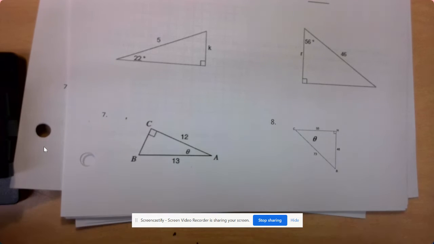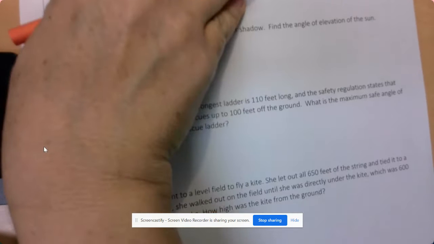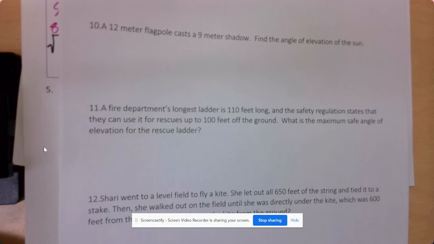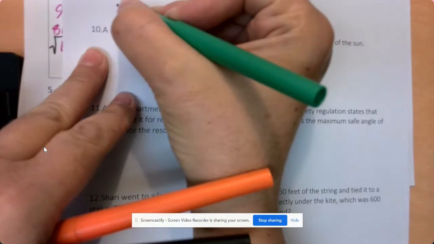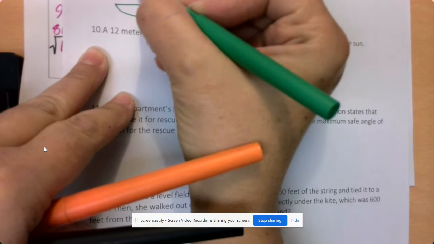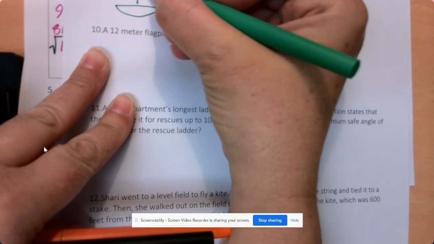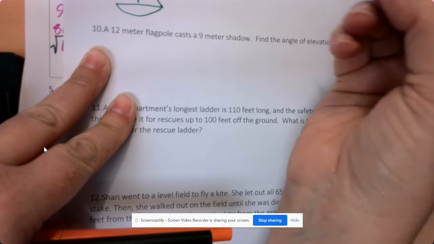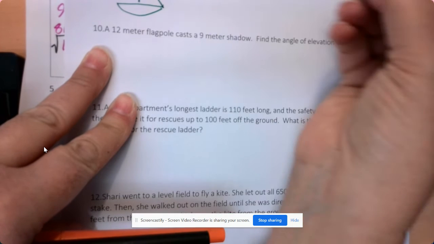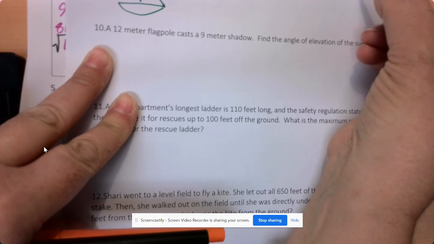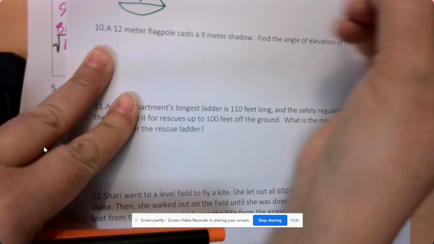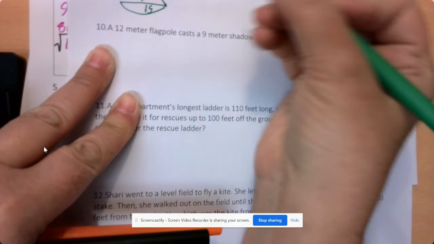Okay, so now we're working with some of our word problems. The main mast of the fishing boat is supported by a sturdy rope extending from the top of the mast down to the deck. Basically we have our boat, we have the mast. If the mast is 20 feet tall and the rope is attached 15 feet away from the mast, how long is the rope?